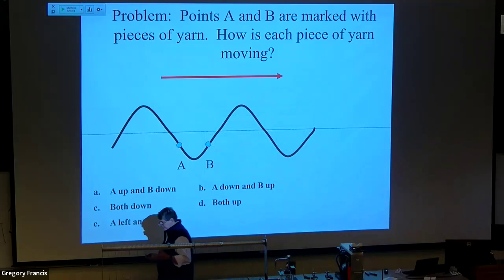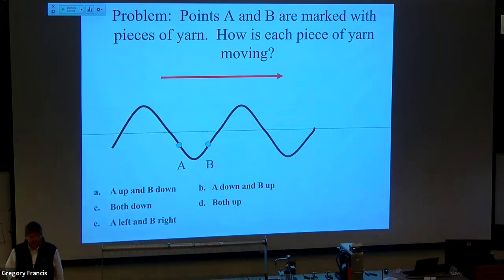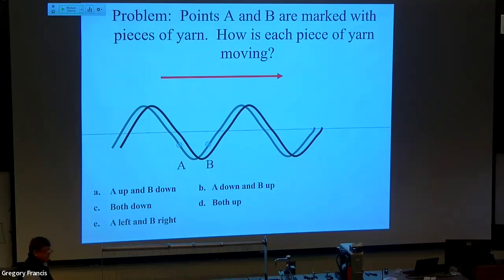If this indeed were a movie, then the next frame would look like this. Because the wave's moving to the right. Now, the pieces of yarn have to stay on the spring. Okay, they have to stay on the spring because they're tied to the spring. Well, that means that A, if it's gonna stay on that spring and it can only move up or down, it's gotta move up to there and B has to move down to there. So A is moving up and B is moving down at noon when we took the picture. And so the answer would be A.